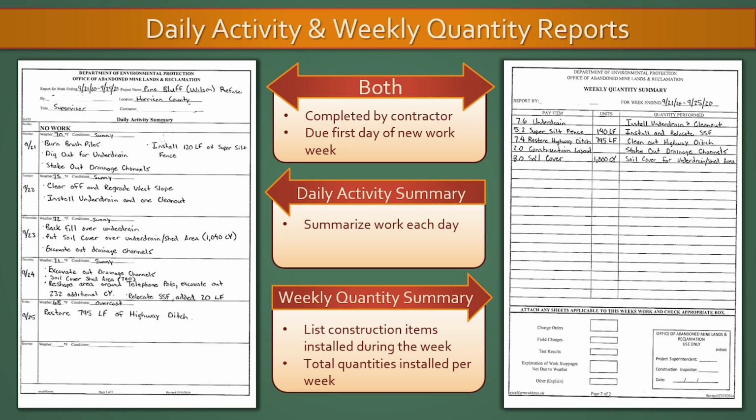These forms summarize the daily work completed and the quantities installed. The quantities on these forms reflect the totals for each construction item installed in the previous week. All forms are due to the inspector by 12 p.m. on the first workday of each new work week. These reports must accompany the payment application for the corresponding performance period. If these forms are not provided, payment applications will be rejected and returned.